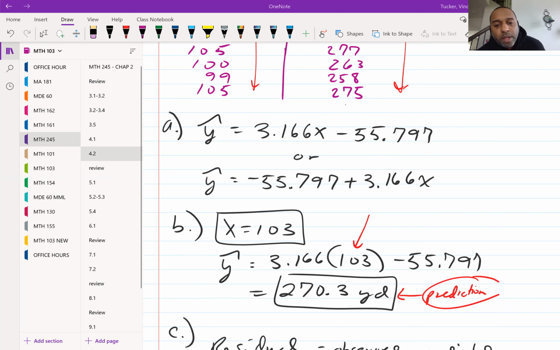All right. Any problems with the prediction? So the regression line predicts that if you hit the ball with a club head speed of 103 miles per hour, then the ball will travel 270.3 yards. Okay, so that's the purpose of the regression line, to make these predictions based on previous observations.